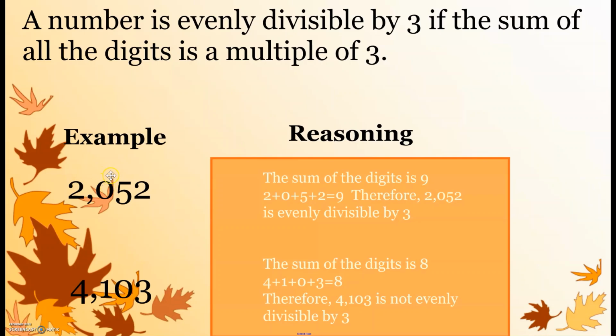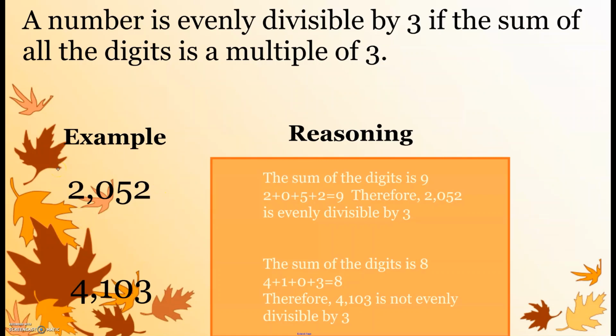2051. So what I did here is I'm going to add up all the digits. 2 plus 0 plus 5 plus 2. When I add them all up, I get a sum of 9. We know 9 is a multiple of 3. We know 9 is divisible by 3. So that means this entire number is divisible by 3.